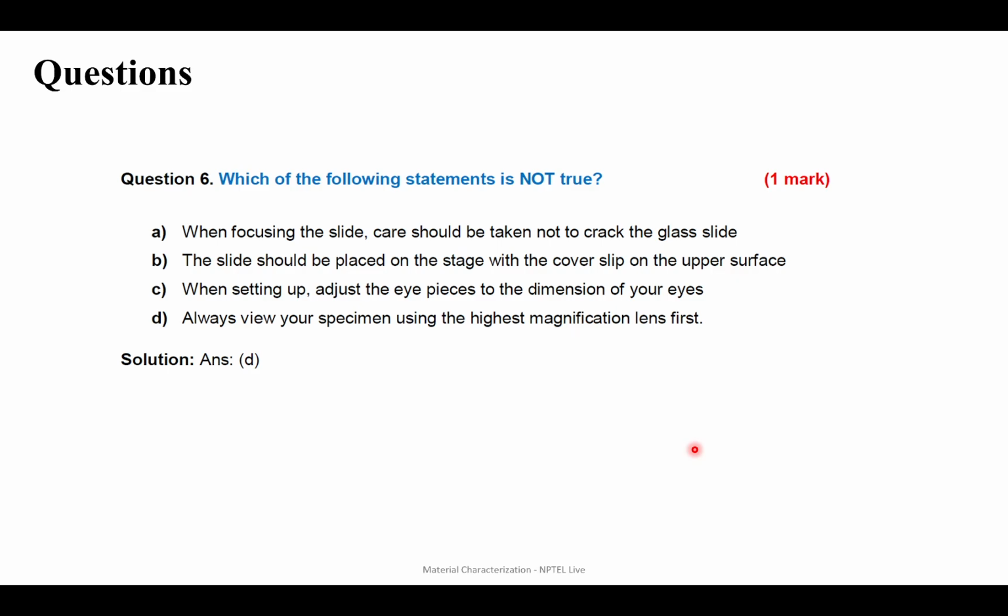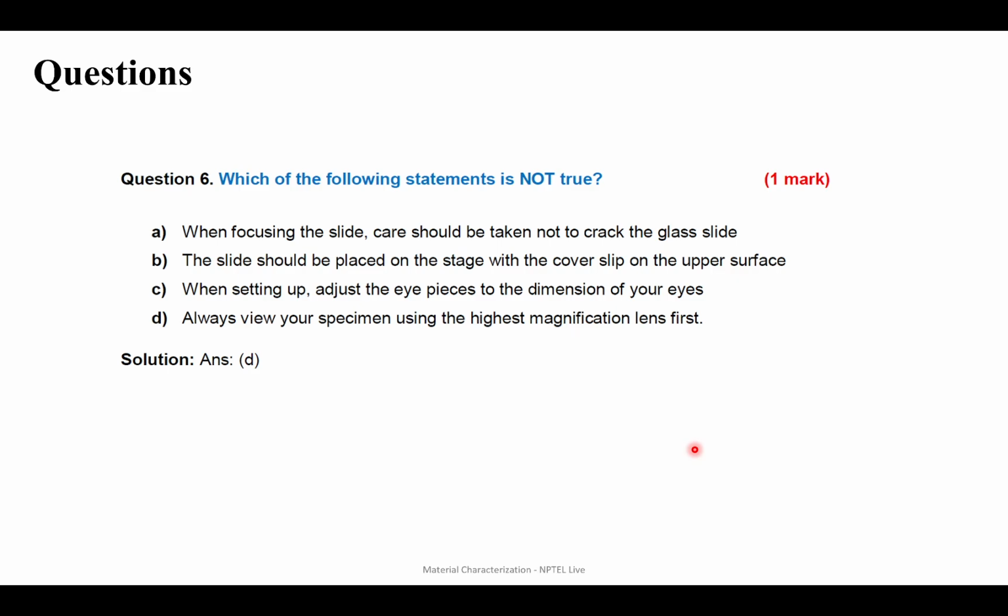That is correct. So you should always start viewing your specimen with the lowest magnification, and there are mainly two reasons for that. One is that if you start with highest magnification, it will be very difficult to locate your sample, because initially you won't know if your sample is directly under the microscope or not, and the region of interest is under the microscope or not.